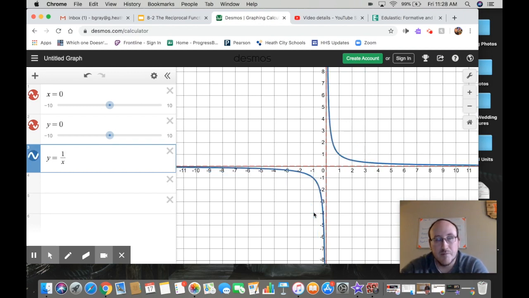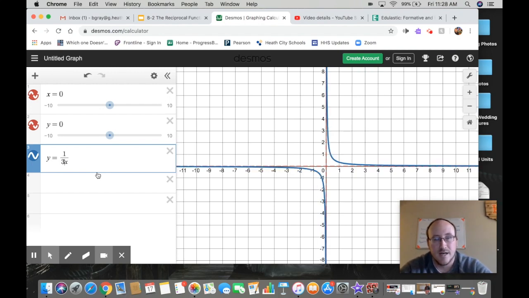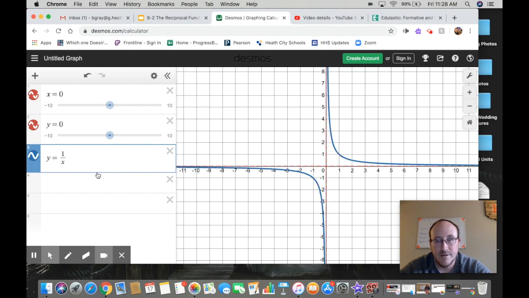Go back to 1 over x. If I wanted to compress it, I wanted to multiply by a factor of 1/3. Multiplying by 1/3 would be the same as dividing by 3, so I could just put a 3 in the denominator, and you should see a little bit of a vertical compression there. So watch this y value specifically here. It goes from having a y coordinate of 1 to when I put the 3 in the denominator, now it's down here and it has a y coordinate of 1/3. So you can see the stretches and compressions taking place.